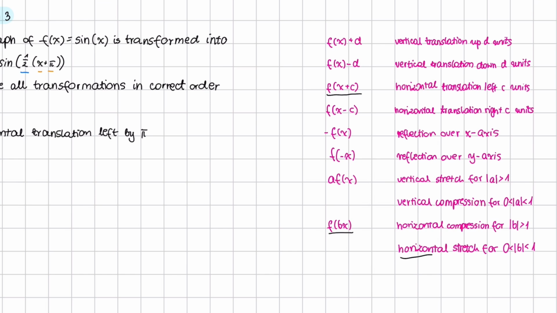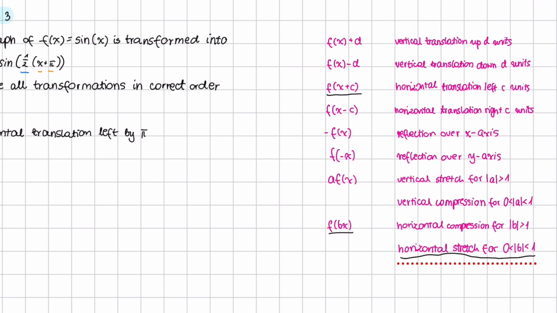So we take this horizontal stretch because our 1 over 2 is between 0 and 1. However, it won't be a horizontal stretch by 1 over 2, but a horizontal stretch by 2. Because this is a rule that when we have a horizontal stretch, our stretch is basically the inverse of this digit that is in front of our x. So when we have 1 over 2, the horizontal stretch is by 2. And it works like this.